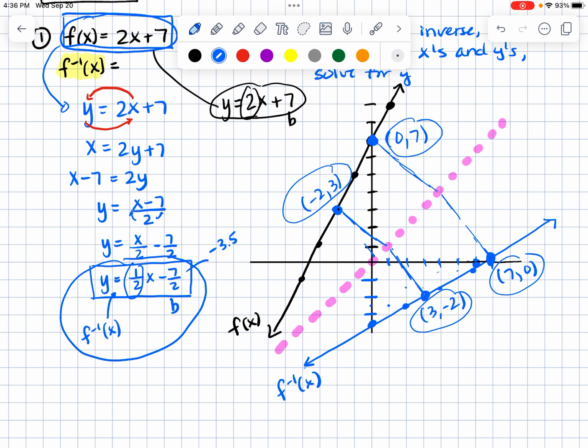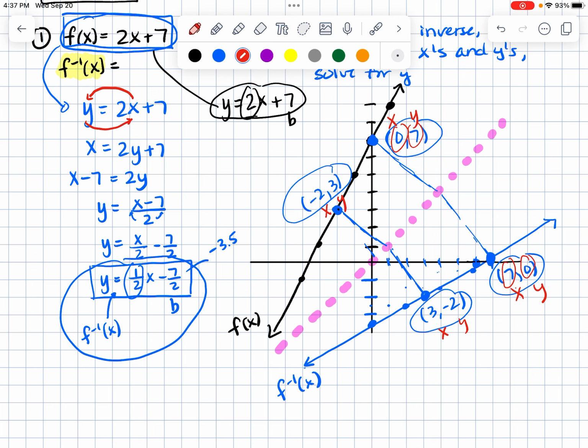Do you guys see how the x's and the y's actually switched? Look, this used to be the x, this used to be the y, and now they switched. This is the new x, this is the new y. So the 0 became the 7, and the 7 became the 0. So literally your x's and your y's switched, right? Same thing on this one. This used to be the x, this used to be the y. Here's your new x and y. The x's and y's just flip-flopped, okay?